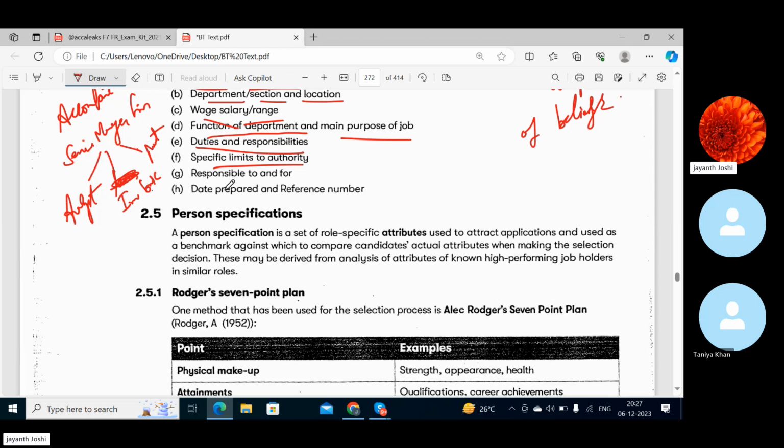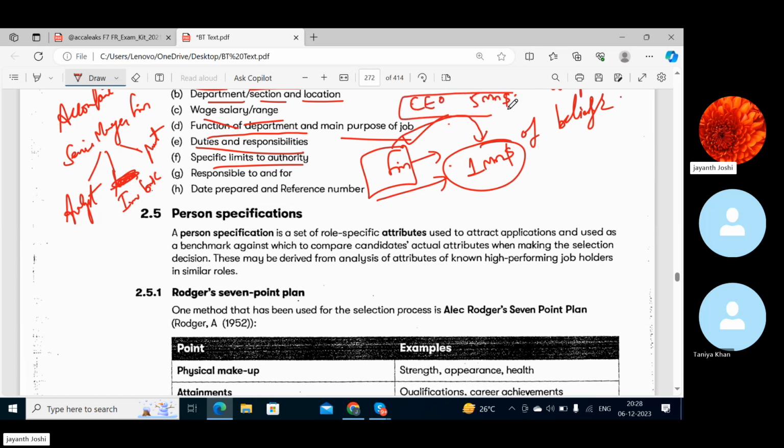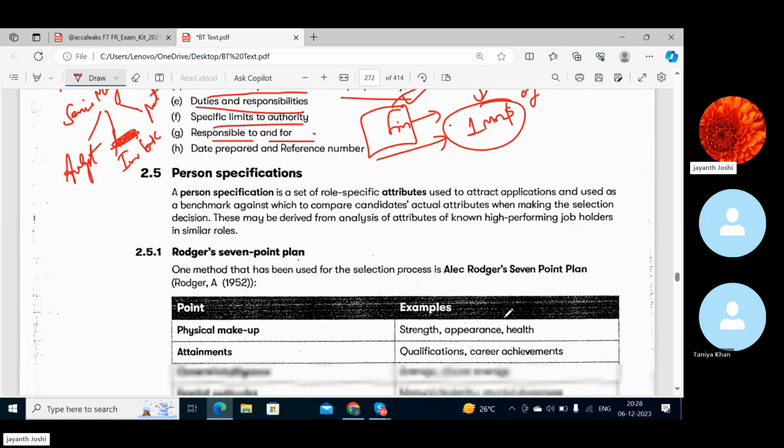That means you will be getting some kind of authority, but to what level? Let's say a finance manager in a company has authority to look into certain acquisitions or explore certain projects whereby $1 million should be the capital. That means till $1 million the finance manager has the authority to spend. Beyond that he cannot go, because he doesn't have the authority to spend beyond $1 million in a year. Again, the CEO of the company has $5 million capacity to spend, then the authority is with the CEO. So higher authority would be given to some executive who is at a higher level. Responsible to and for, date, prepared and reference number.